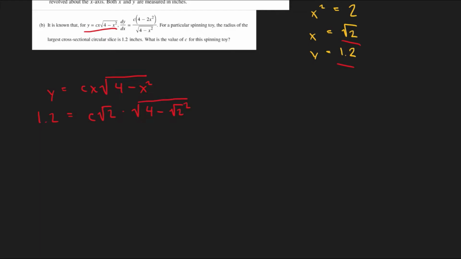And from here, we just use algebra to find what c is. So c root 2 times root 4 minus, root 2 squared is just 2. So 4 minus 2 is 2, so root 2 again. 1.2 equals 2c. And we get that our c value is going to be 0.6.